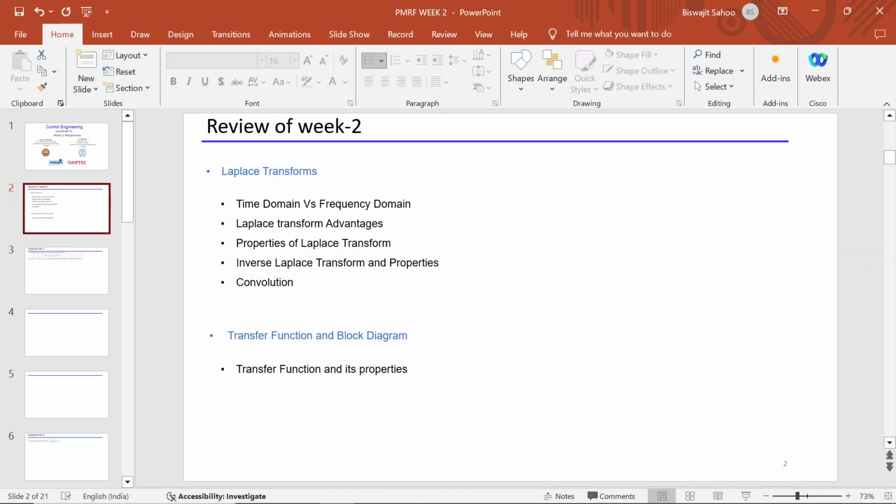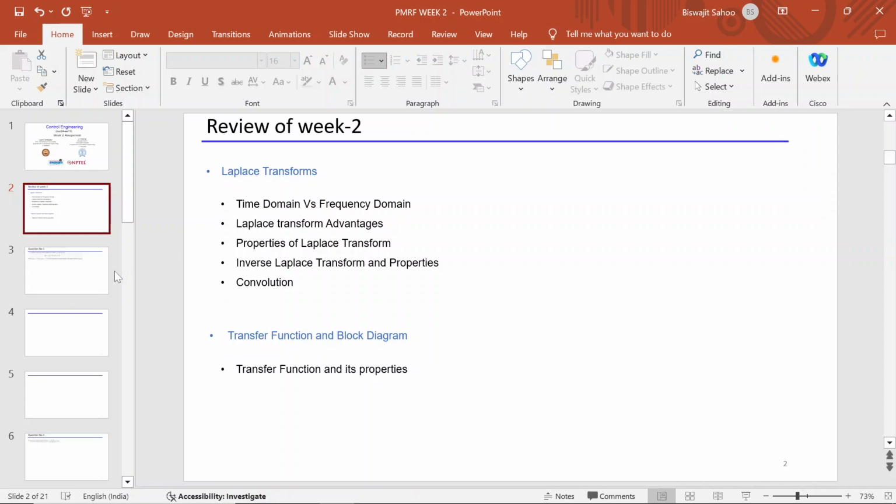Also the basics, an introduction to transfer function and block diagram, and transfer function and its properties. These are the major portions covered in week two. So here I'm going to start with an assignment session. I'll go through some of the questions, which will help you solve your assignment too. If you have any doubt during the session, you can interrupt me and ask. Based on these topics, I will solve some of the problems.